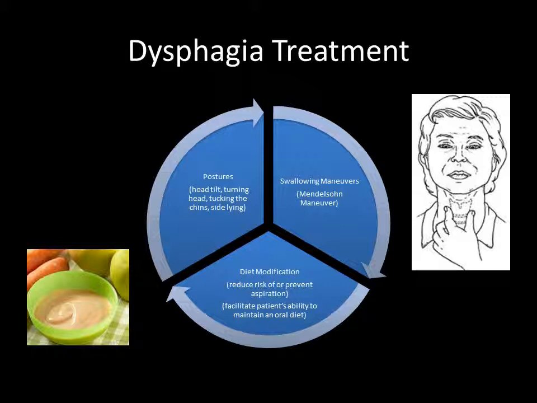So a posture might include something with the head and neck. You may need to turn the head or tilt the head. You may need to tuck the chin. All of these are strategies that might help the swallow be more effective or safer. You might try some swallowing maneuvers where the swallow is actually more effective or efficient because of certain things that you're doing. So for example, the Mendelssohn maneuver is one where you're actually increasing the pharyngeal opening for the bolus from the pharynx to the esophagus. So you're actually making it bigger.